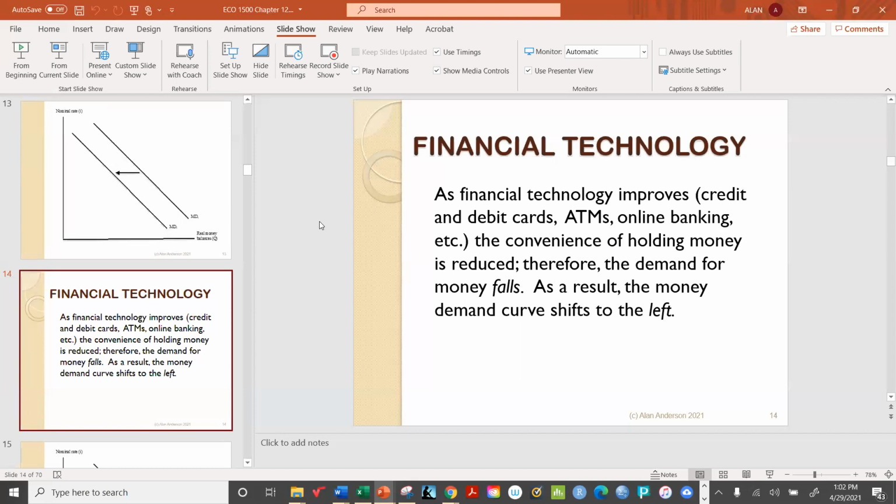In fact, at one point, as a joke, banking was referred to as a 363 business. You would borrow money at 3%, you would lend it out at 6%, and you would be on the golf course by 3 p.m. It's 363. That's how it went. Not anymore.